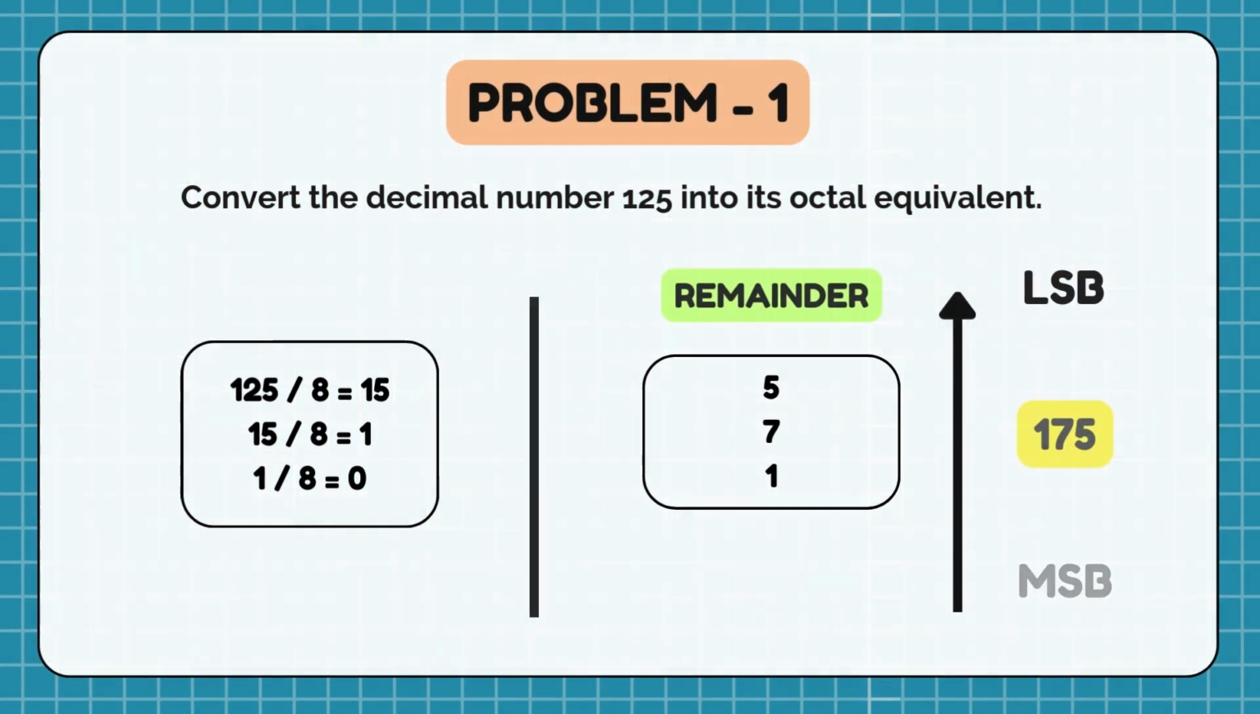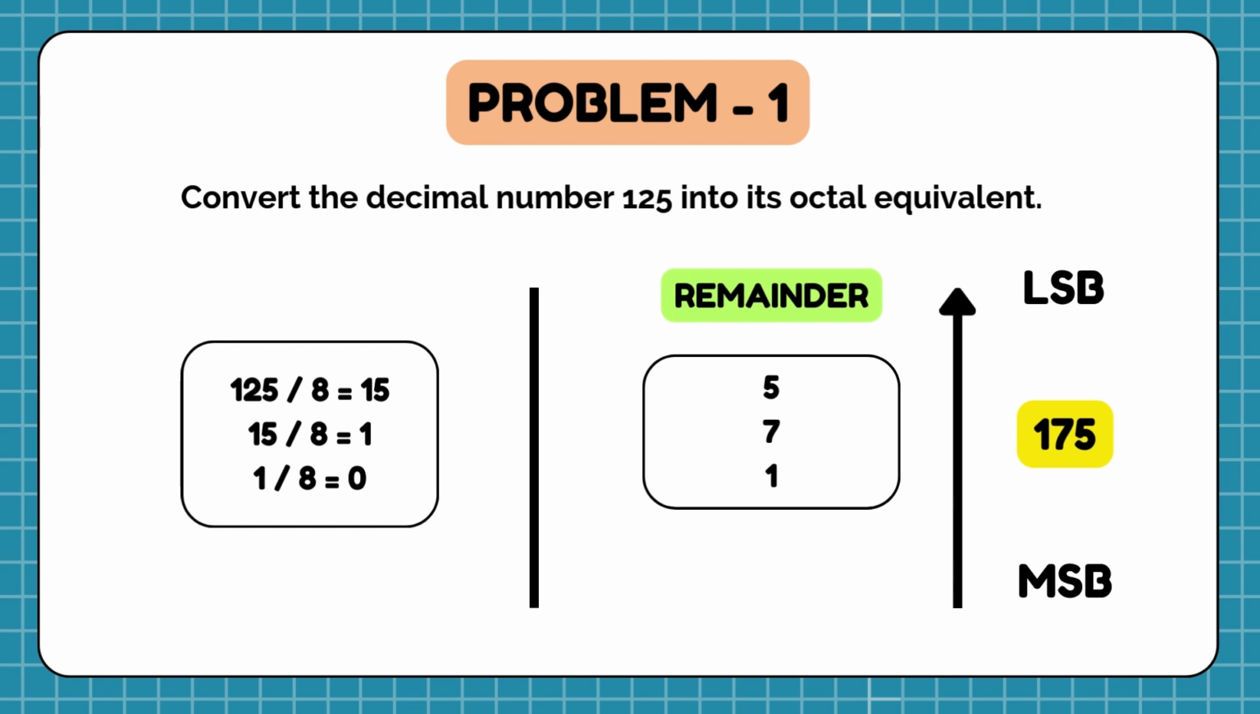Let's take an example to make this clear. Say we want to convert the decimal number 125 into octal. Here's how it works. When we divide 125 by 8, we get 15 with the remainder of 5. When we divide 15 by 8, we get 1 with the remainder of 7. Finally, when we divide 1 by 8, we get 0 with the remainder of 1. Now, if we read the remainders from bottom to top, we get 175. So, 125 in decimal is 175 in octal.